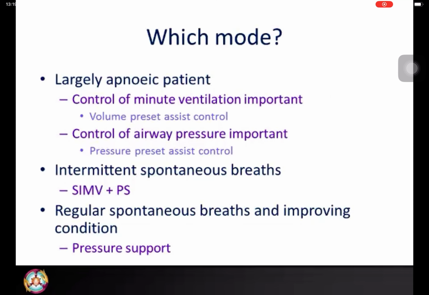So what mode should you choose for your patient? In general, choose a mode that you're familiar with, but in certain circumstances, a particular mode may have an advantage. For patients who are largely apneic, assist control modes are probably best. Volume preset assist control, when control of minute ventilation is important, and pressure preset, when control of airway pressure is important. For patients taking intermittent spontaneous breaths, SIMV with pressure support may be best, while for patients taking regular spontaneous breaths whose condition is improving, pressure support may be the most suitable.